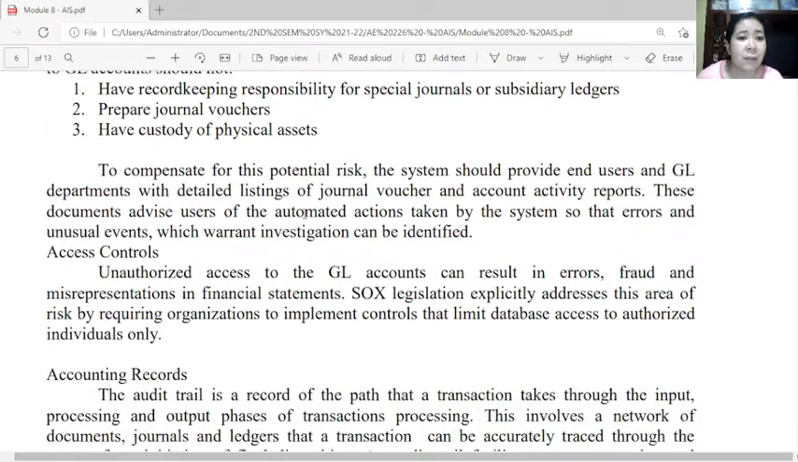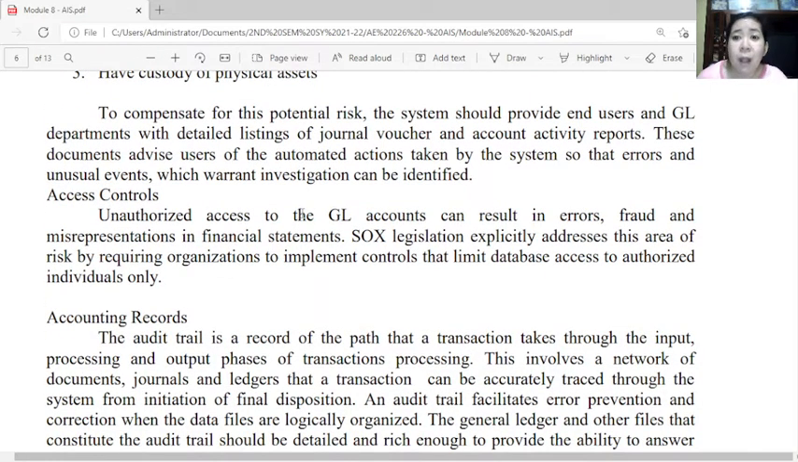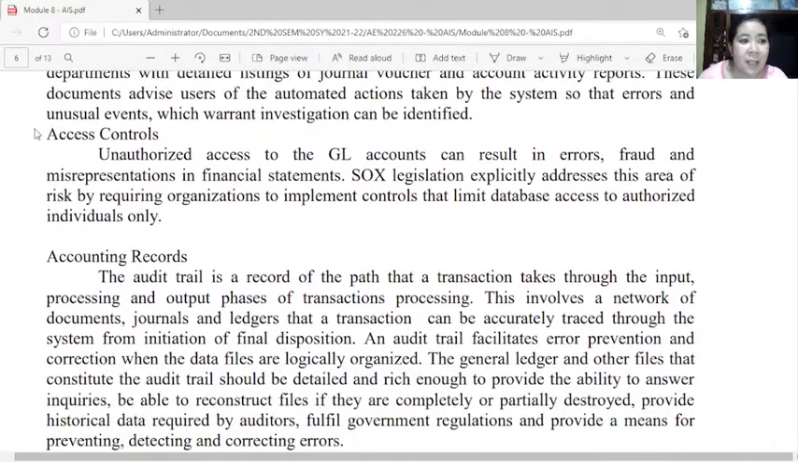So to compensate for this potential risk, the system should provide end users and the GL departments with detailed listings of journal voucher and the account activity reports. So these documents advise users of the automated actions taken by the system so that errors and unusual events can be identified. Okay. Next is in terms of access control.